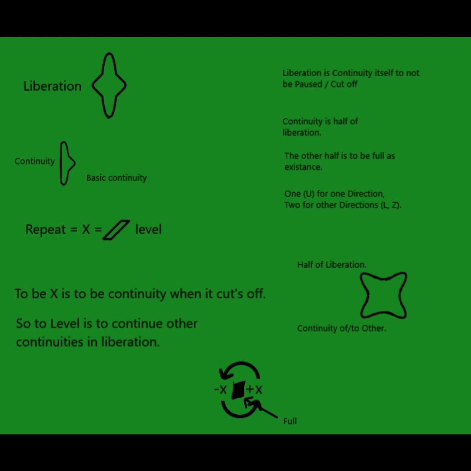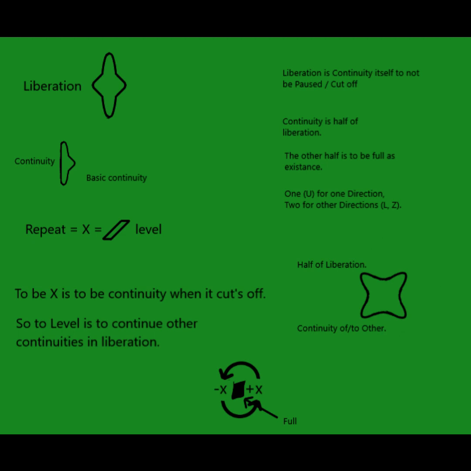Yes, we have again the basic continuity and the continuity to other, to be either both of them half of liberation, or both of them two thirds of liberation, while the other third or the other half is going to be full as existence, to be equal to either half or one third. Now, one u is for one direction of either the basic continuity or continuity to other, and two for other directions, which are going to be marked as L or Z.